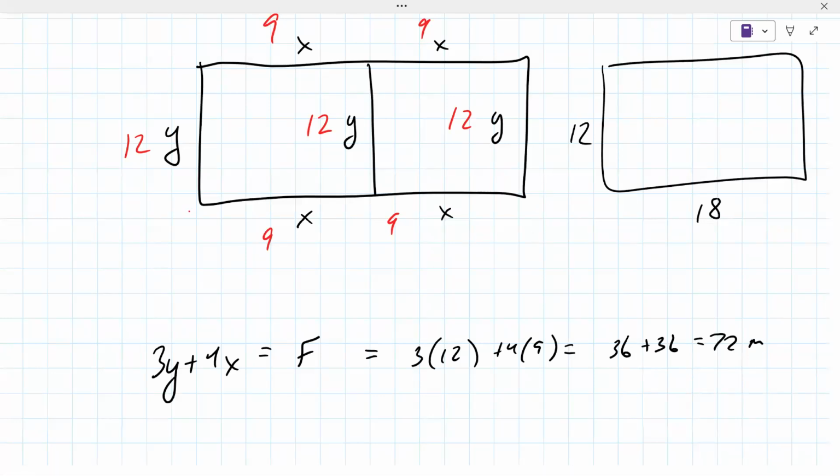We've got some time left. Do you want us to go through number 5? Sure. All right.